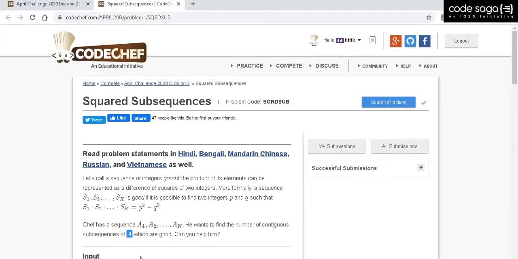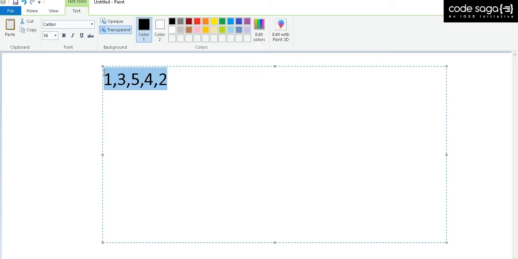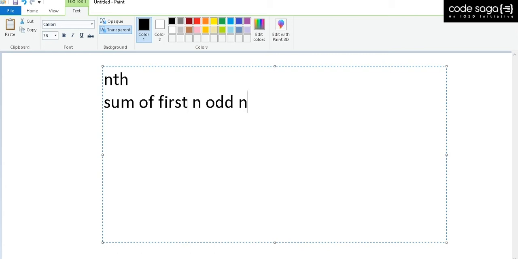Now we have to see what numbers can be represented as a difference of two squares, because that will be the key to solving this problem. So what numbers can be represented as a difference of two squares? First we have to see that the square of the nth number is also the sum of the first n odd natural numbers.